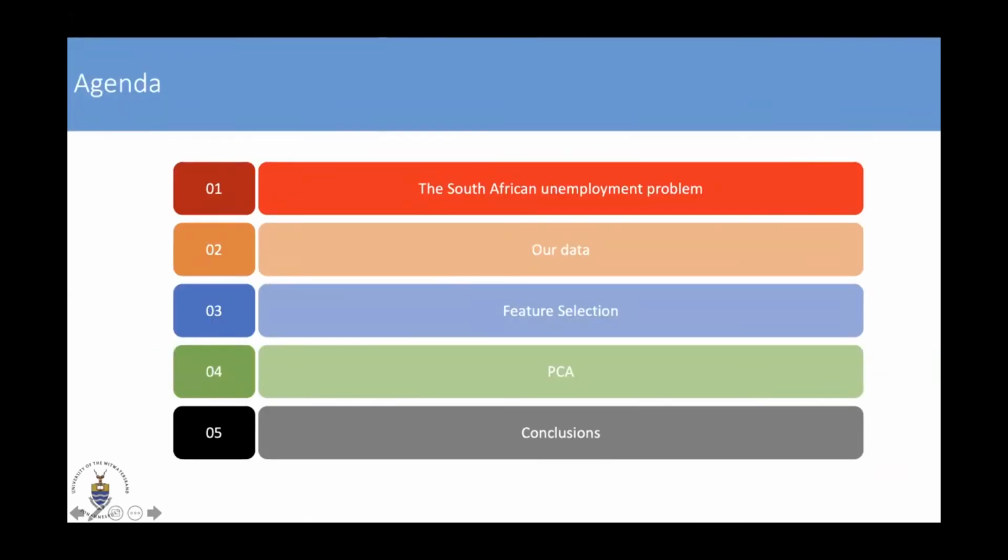So I'll cover 5 key parts today, just contextualizing firstly the South African unemployment problem. Then I'll give you a sense of what data we used, and then I'll talk about the feature selection techniques as well as PCA, and then I'll provide some concluding remarks about the paper.